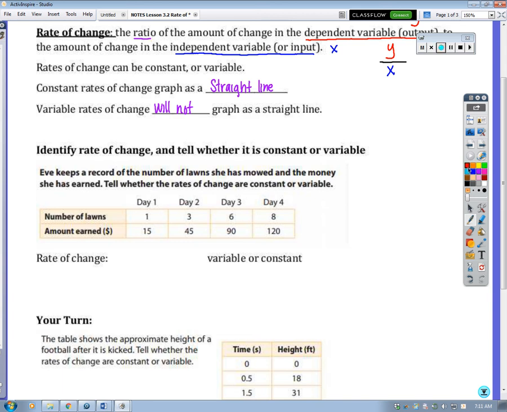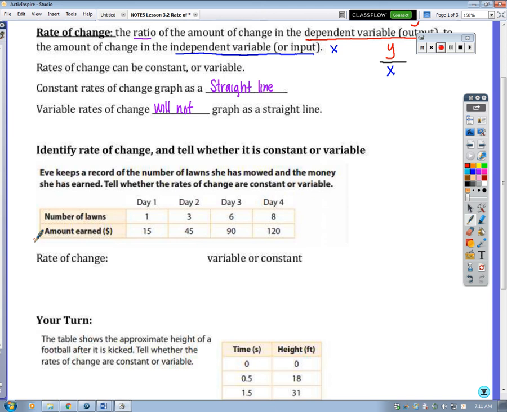So first thing we want to look at here is we've got a table, and this table is showing that Eve keeps a record of the number of lawns that she has mowed and the money she has earned. Tell whether the rates of change are constant or variable. We've got number of lawns and amount earned. One of these is our dependent variable, one is our independent variable. So one of them is the input, one of them is the output. That might make it a little bit clearer.